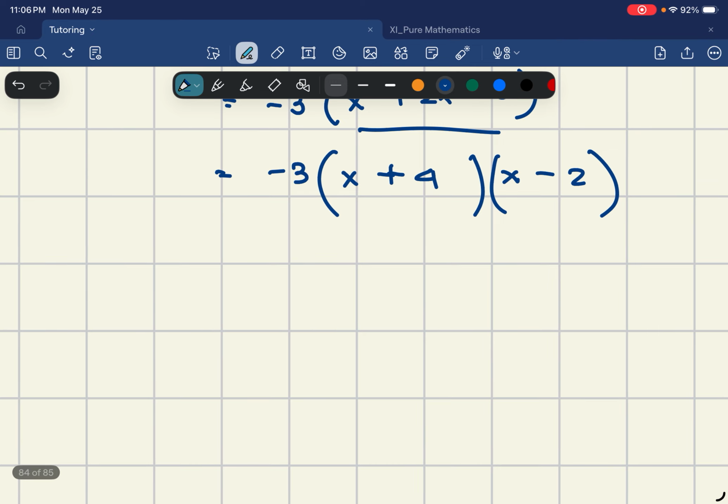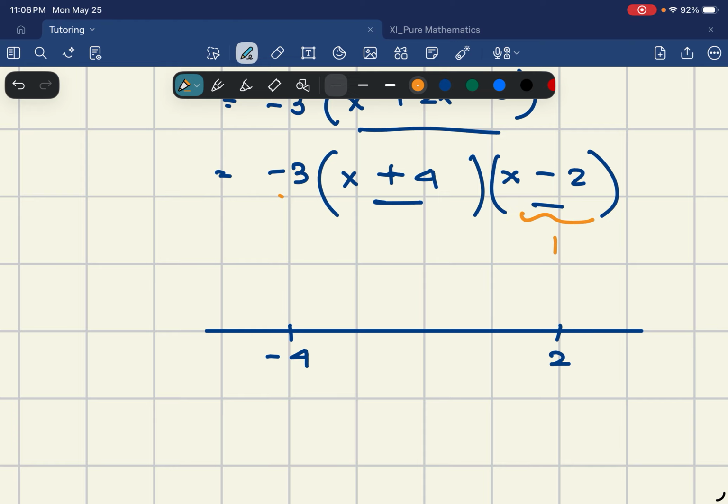Yes. So now let's draw our number line. Using these 2 points, I know that 2 and negative 4 are going to be on my number line. Now think about it. Put a number bigger than 2, let's say 3. 3 minus 2 is 1, 3 plus 4 is 7, and this is negative 3. So positive, positive, negative is going to give me negative. Let's repeat. Put in a number between negative 4 and 2. Put in 0. This is going to be negative 2, this is going to be 4, and this is going to be negative 3. So negative 3 times 4 times negative 2 is going to give you a positive answer.